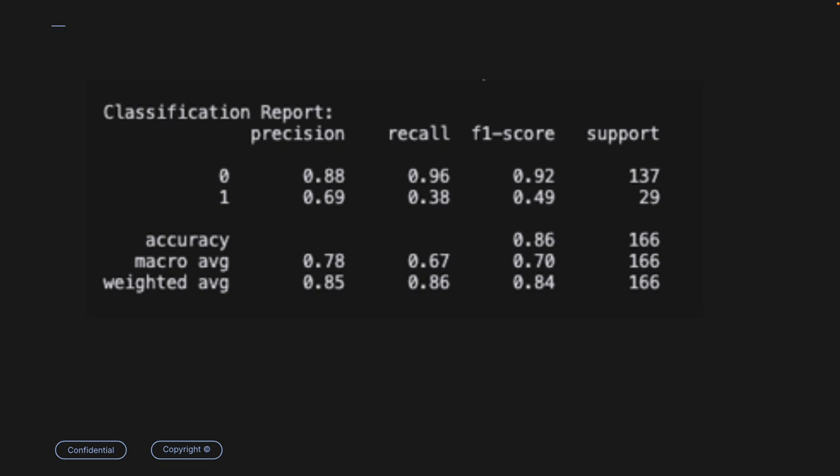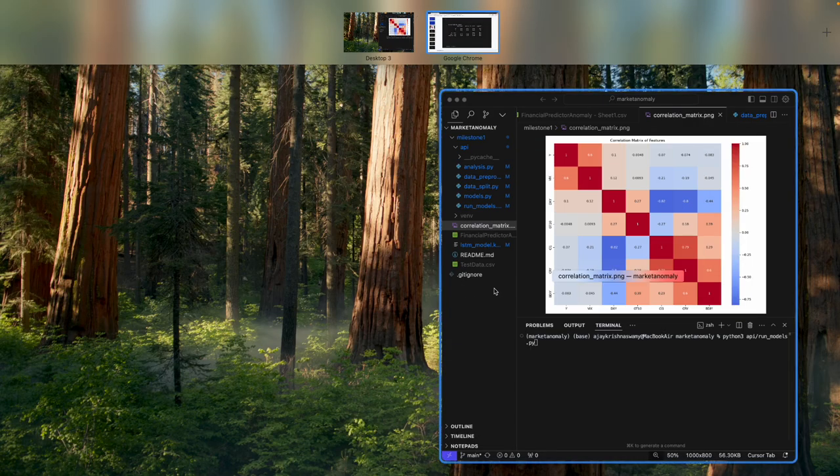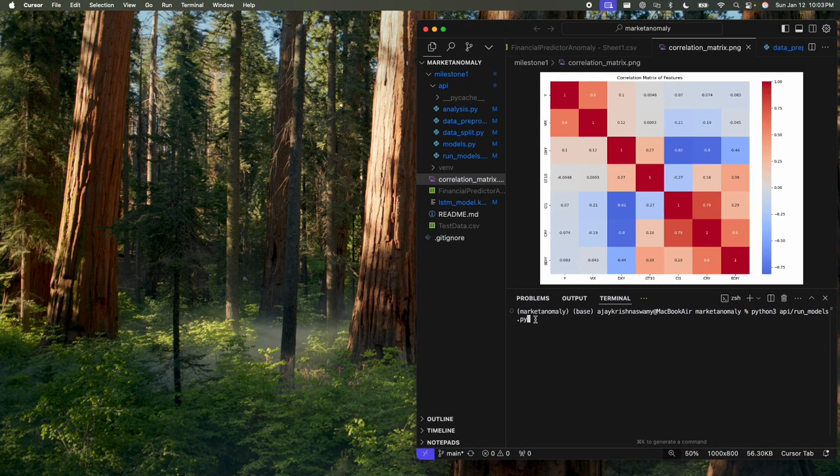Overall, I'm definitely going to keep iterating on this and trying to get better precision, recall, and F1 scores for both isolation forest and LSTM as well. So with that being said, I'm going to demo my project now.